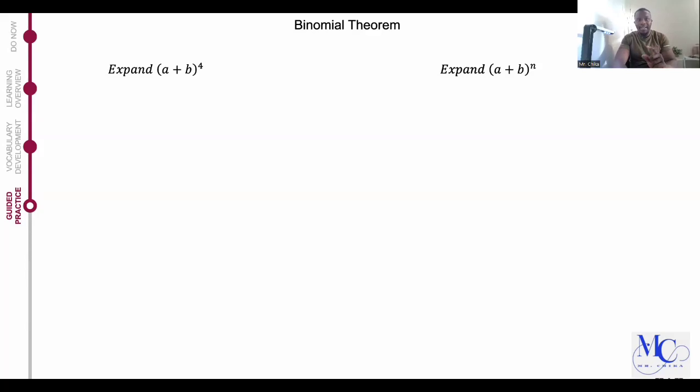If you can see my screen there, this is binomial theorem. So we're going to expand the one on the left, a plus b. First of all, what's the difference you notice between that expression and the one on the right? You can see this one has a power of 4, and that one has a power of n.